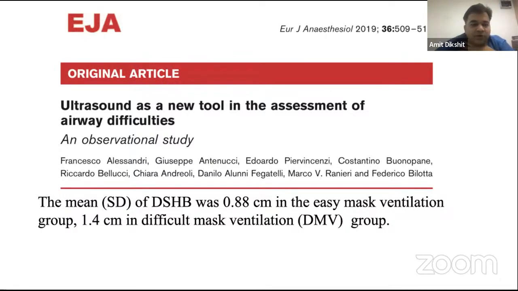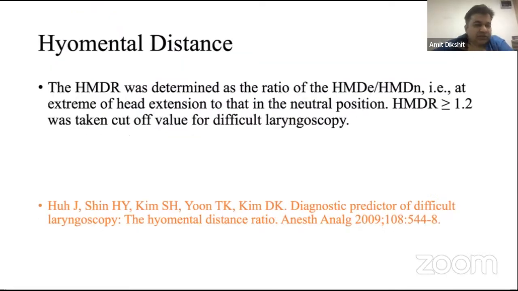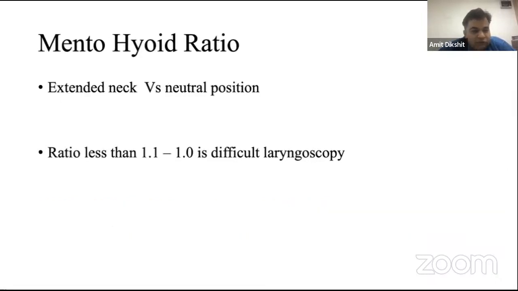Any value more than 1.4 also predicts difficult mask ventilation. This hyomental distance ratio, we do it with neutral position and extended neck position. So how will the image look? Hyomental distance ratio is extension divided by neutral position, so the ratio should not be near one.